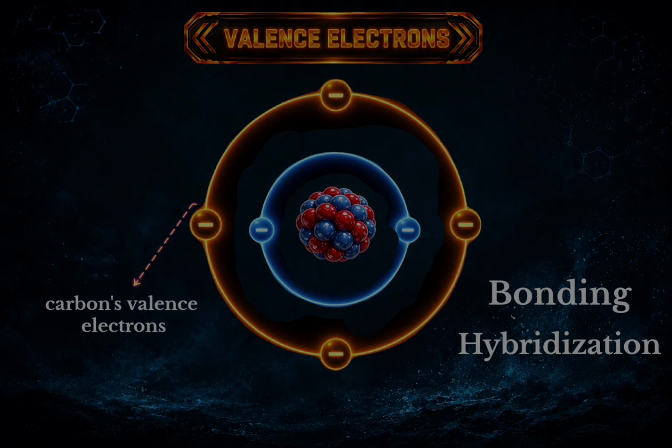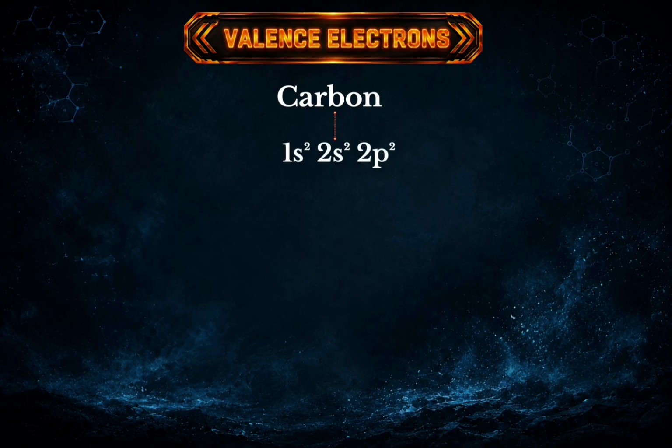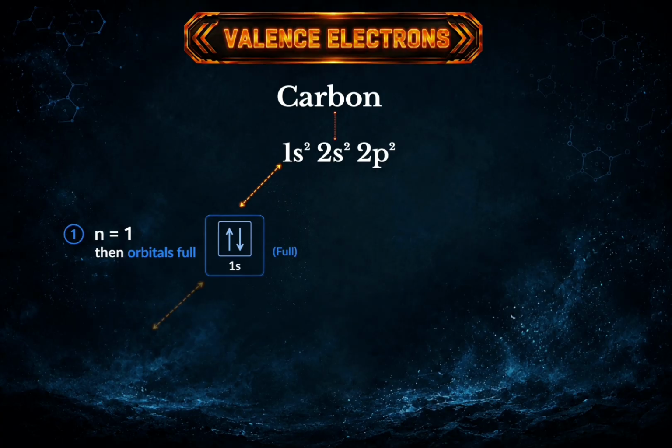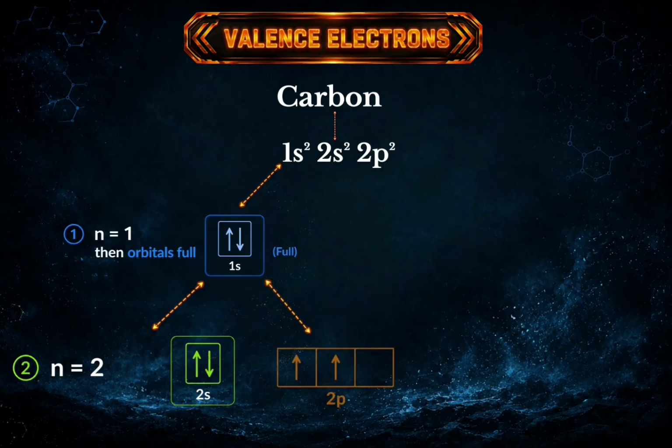Now let's connect everything we've learned. Let's revisit carbon's electron configuration: 1s2, 2s2, 2p2. The first energy level is completely filled. In the second energy level, the 2s orbital contains 2 paired electrons, while the 2p orbitals contain only 2 unpaired electrons. So based on this arrangement, carbon appears capable of forming only 2 bonds. Yet every carbon compound we've studied tells a different story. Clearly, something changes before carbon begins bonding. That change is called the excited state.